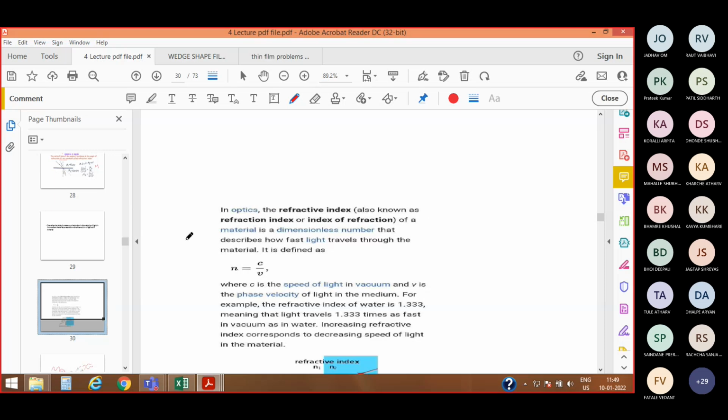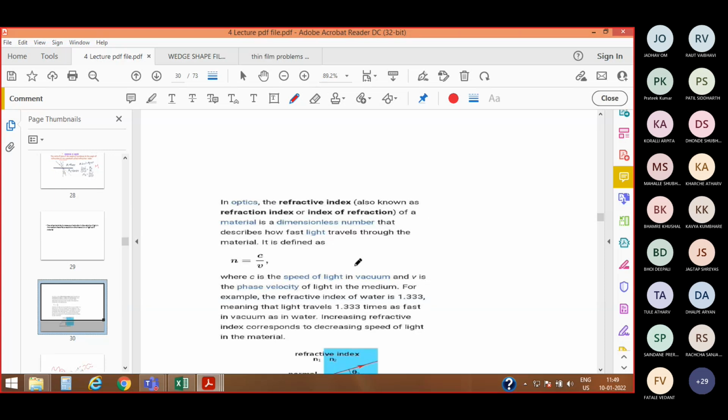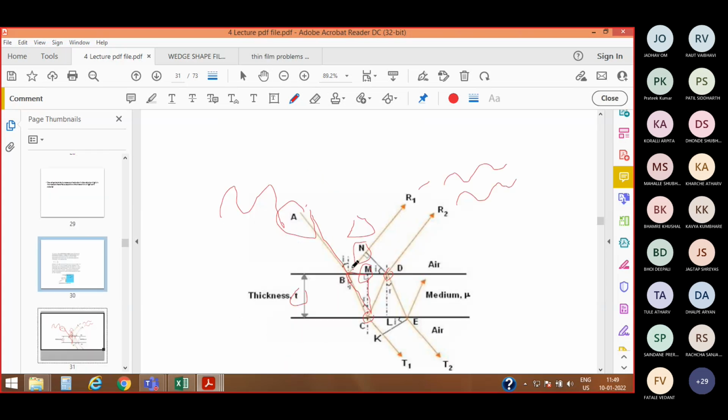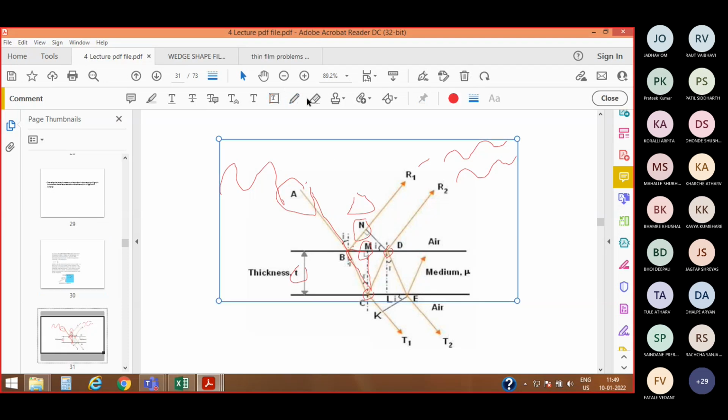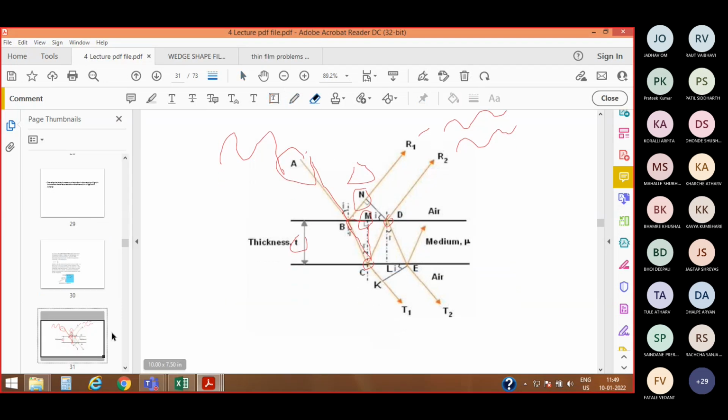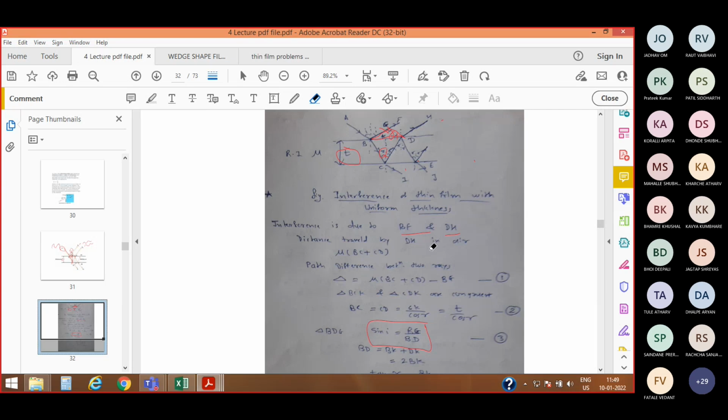The refractive index is also known as refraction index or index of refraction of the material. This we had seen. So last time हमने देखा था derivation of the interference of light.